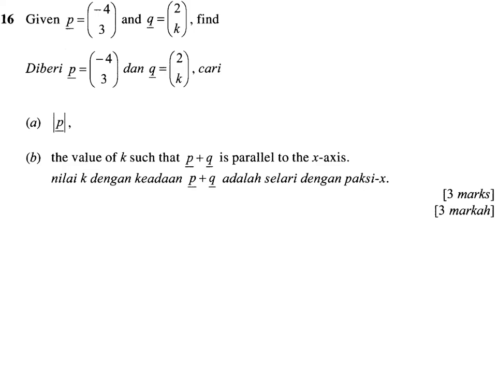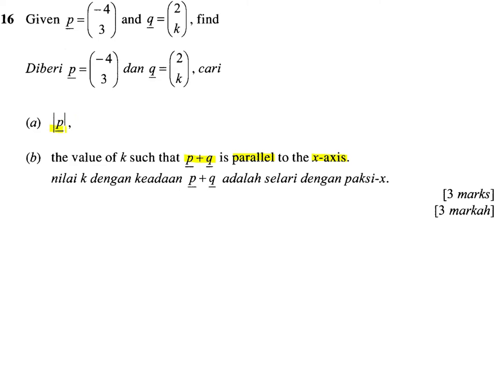Given vector P is (-4, 3) and vector Q is (2, k). Now, they want you to find the magnitude, and then they want you to find the value of k such that vector P plus Q is parallel to the x-axis. This question is slightly different. I'm going to discuss it with you together, but of course we try to answer part A first.